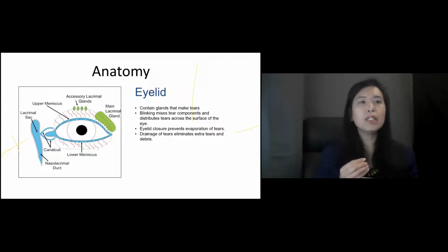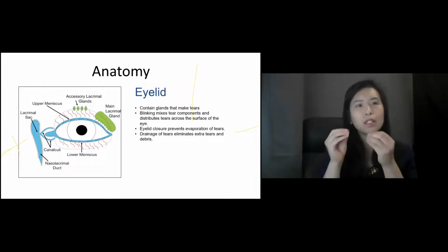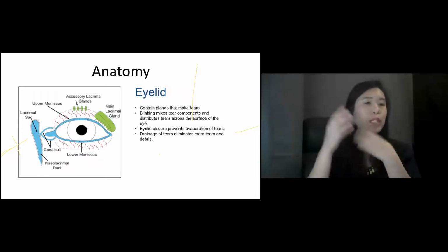Also, when we blink, there's a little tiny bit of each of the tear components that come out of the glands. So in this diagram here, the green shows the lacrimal glands and the accessory lacrimal glands, and those make the watery or aqueous portion of the tears. And then the red squiggly lines are the meibomian glands, which make the lipid or oily layer of the tears.